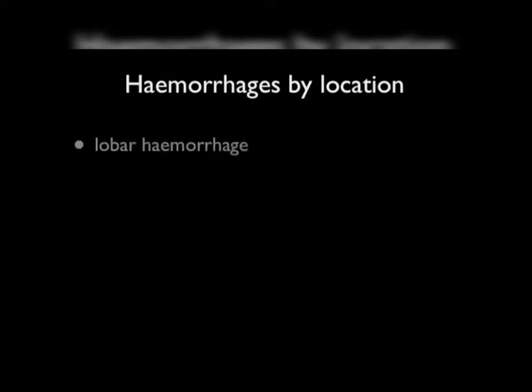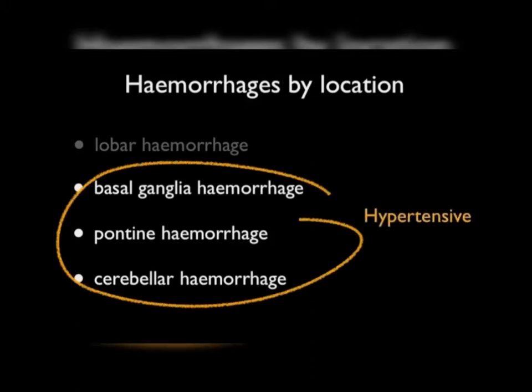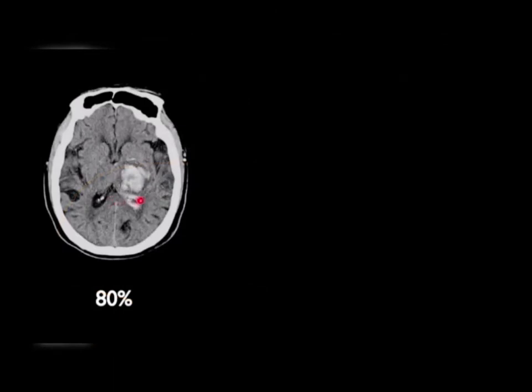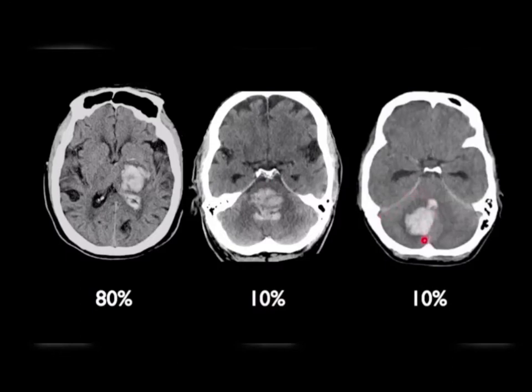Generally, these are thought of as lobar hemorrhages located within the cerebral lobes superficially, basal ganglia hemorrhages arising from the grey matter of the basal ganglia and thalamus, pontine hemorrhages, and cerebellar hemisphere hemorrhages. It is the latter three that we will be discussing today, as all three are associated with chronic, poorly controlled hypertension. Approximately 80% of hypertensive hemorrhages arise from the basal ganglia and thalami, with a further 10% from the pons and the remaining 10% from the cerebellar hemispheres.